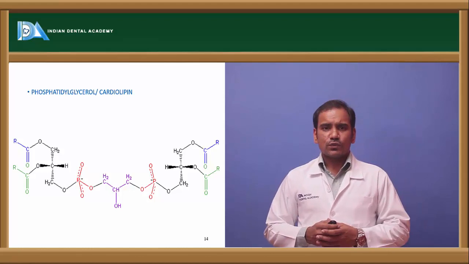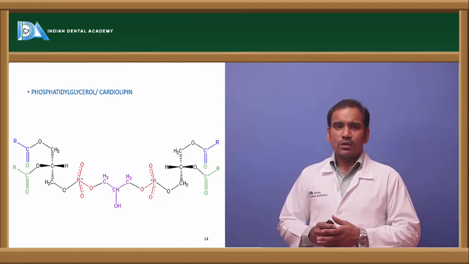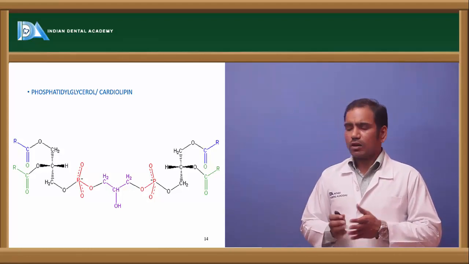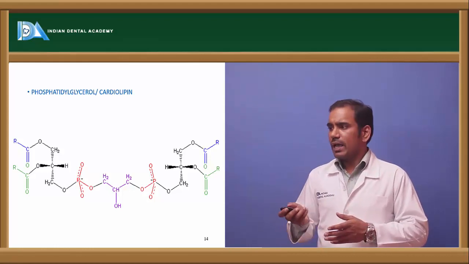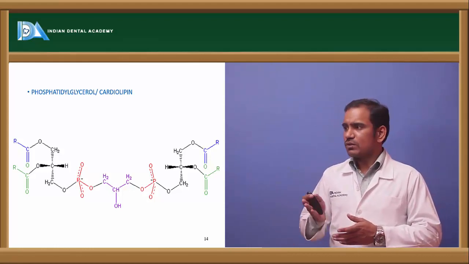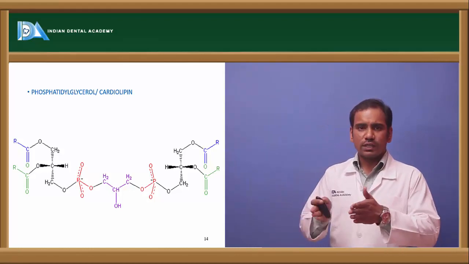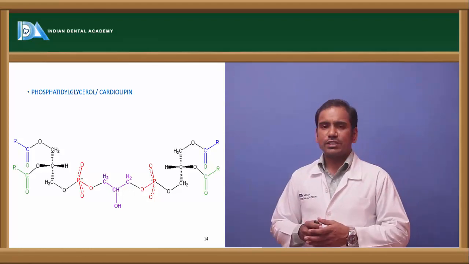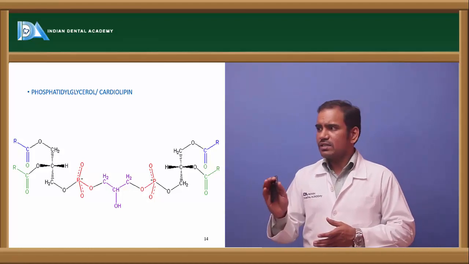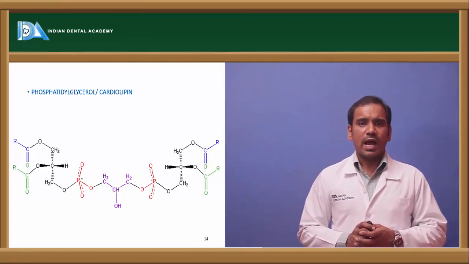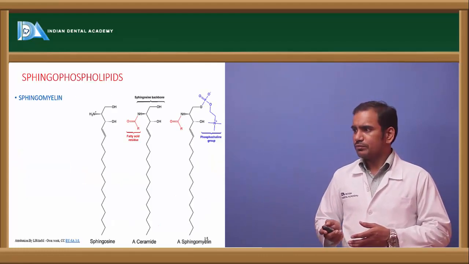Another glycerophospholipid is called cardiolipin or phosphatidyl glycerol. This is formed by the combination of two phosphatidic acids, and those two phosphatidic acids are joined by a glycerol molecule. So that's why it is called phosphatidyl glycerol or cardiolipin, having two phosphatidic acids linked by an additional glycerol molecule. This is present in mitochondria, and this is the only phospholipid which has an antigenic property. So that is the significance of phosphatidyl glycerol.